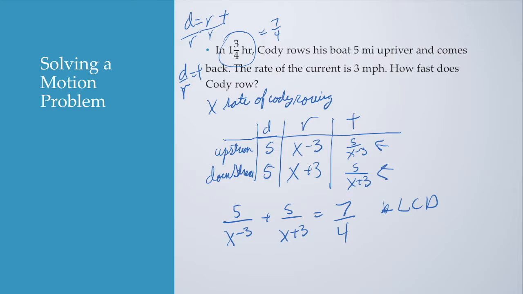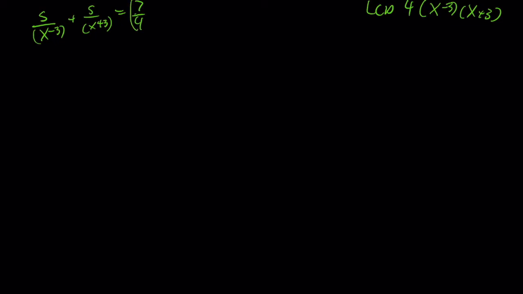So I'm going to use a whiteboard for this. We have lots of space. I have 5 over x minus 3 plus 5 over x plus 3 equals 7/4. And the LCD is going to be 4 times x minus 3 times x plus 3. Basically, we're collecting all the denominators. So I'm going to multiply both sides by this. So I have 4 times x minus 3 times x plus 3. Same thing over here. 4, x minus 3, x plus 3.